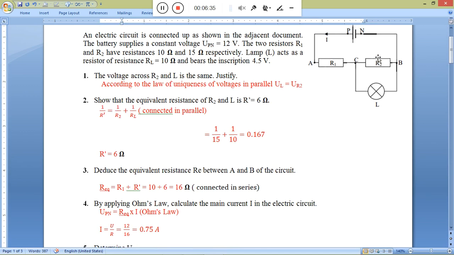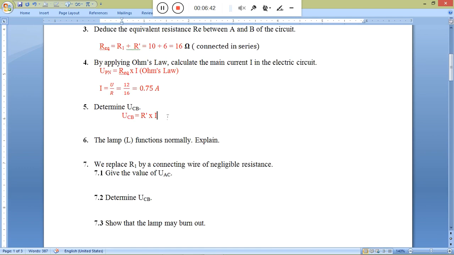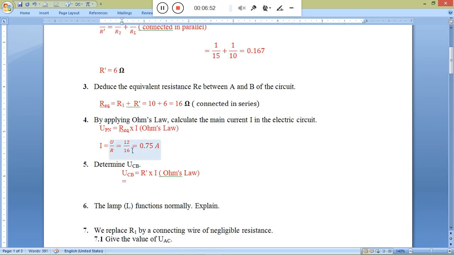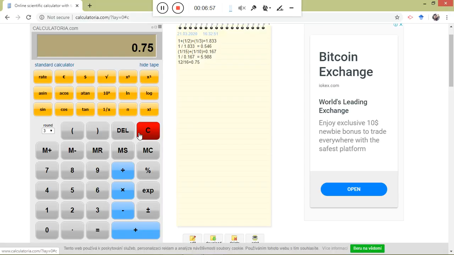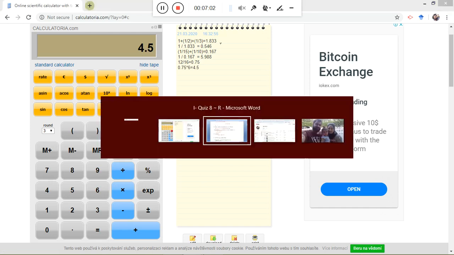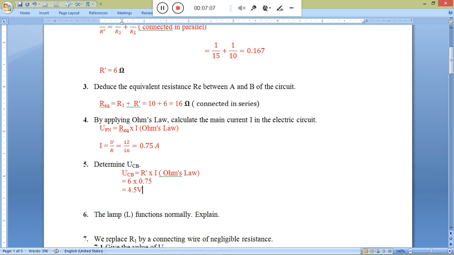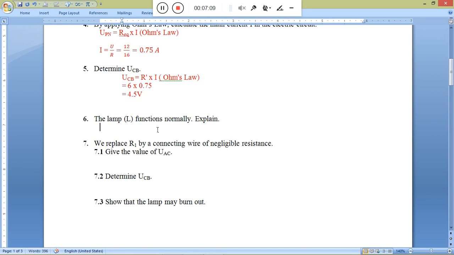If we drew another circuit, putting R1 and R prime, the main current is passing through R prime. So it is I, and between parentheses also Ohm's law. Just substitute the numbers. R prime we calculated as 6, times the main current 0.75: 0.75 times 6 equals 4.5 volts.